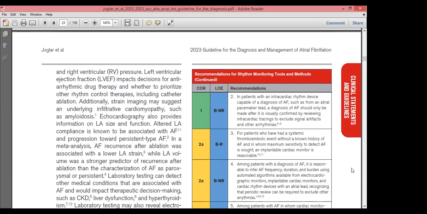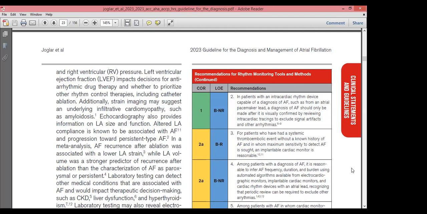Then another class 1 recommendation says, in patients with intracardiac reading device capable of diagnosis of AF, such as from an atrial pacemaker, a diagnosis of AF should only be made after it is visually confirmed by reviewing the intracardiac tracing to exclude signal artifacts and other arrhythmias. So I said this earlier. Patients that have an intracardiac device are the ones that will have atrial high rate episodes. When they have it, you don't just assume that they have AF or diagnose AF. You still have to print it out and look at the tracing, and be sure that it is not an artifact or the pacemaker is not oversensing. So this is a class 1 recommendation.